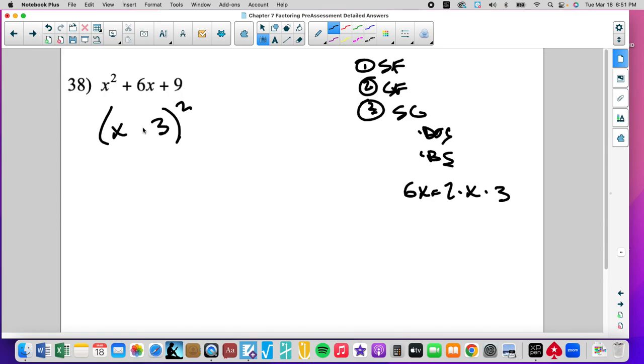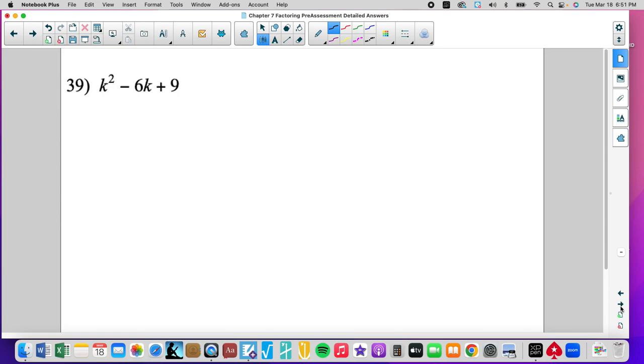Signs are the same, both are positive. It can be that easy. Three terms, third term positive, first and third are perfect squares. Square root doubled equals negative 6, yes. This is going to be (k - 3) quantity squared.